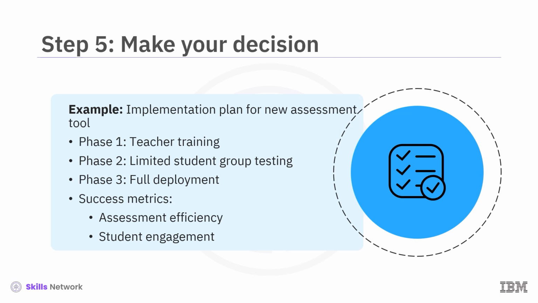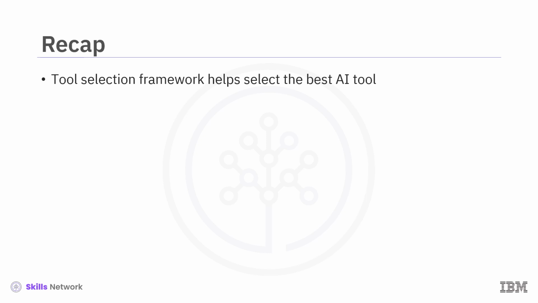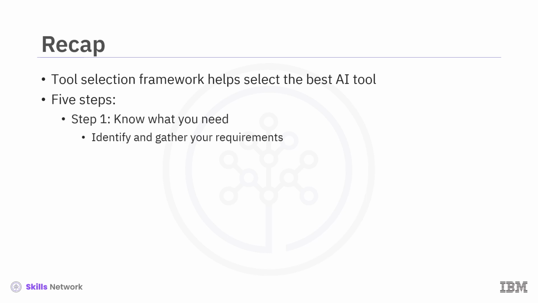In this video, you learned that the tool selection framework helps you select the best AI tool that fits your needs. The framework consists of 5 steps. Firstly, you must know what you need. That is, you must take time to clearly identify and gather your requirements.